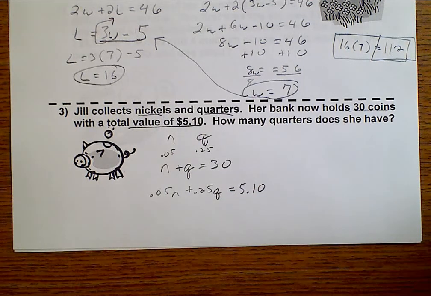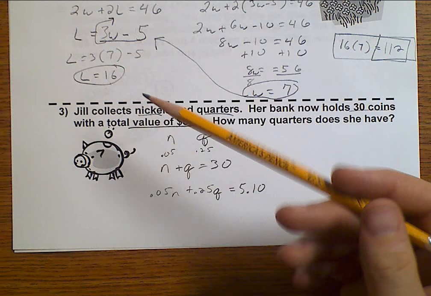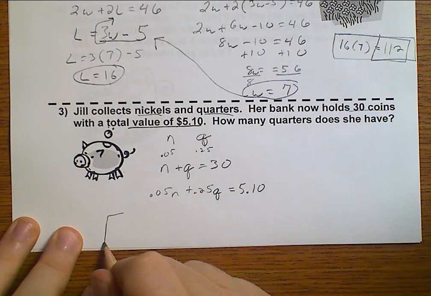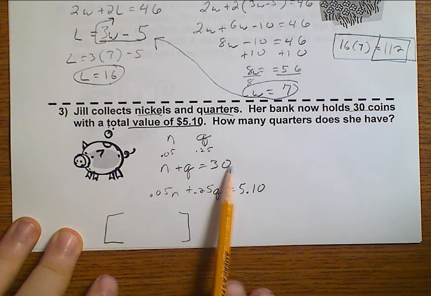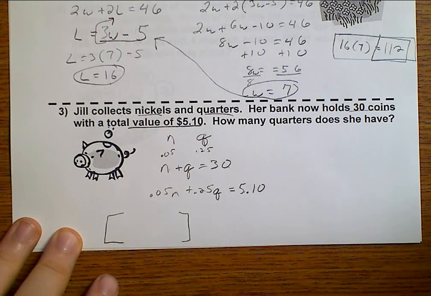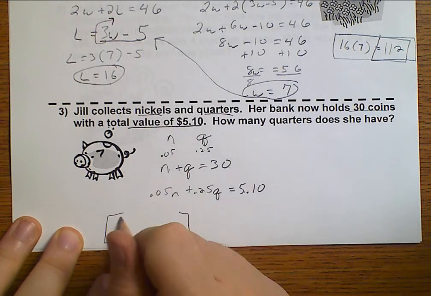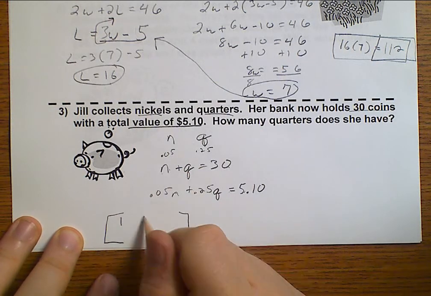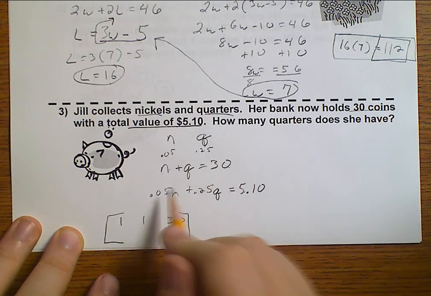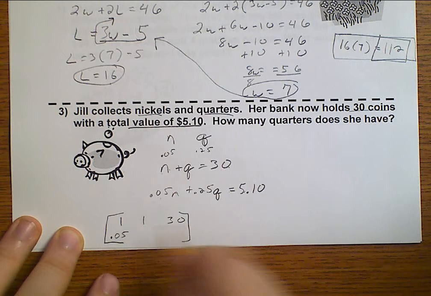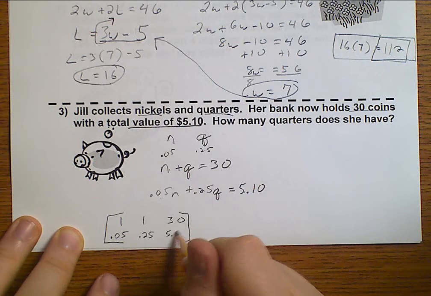Now this one is not quite so easy to set up with our substitution method, so we're going to use matrices. Again, you need to make sure they're both set up NQ equals number. They are. So this coefficient is 1. This coefficient is 1. And our answer here is 30. This coefficient is 0.05. This one is 0.25. And this one is 5.10.